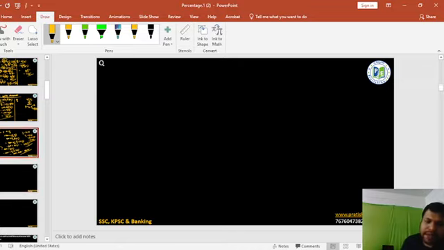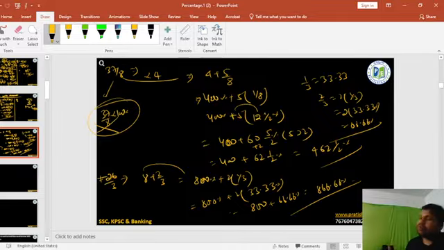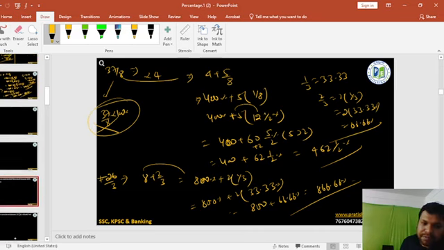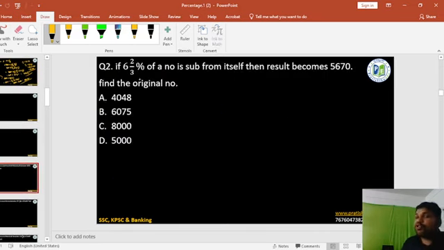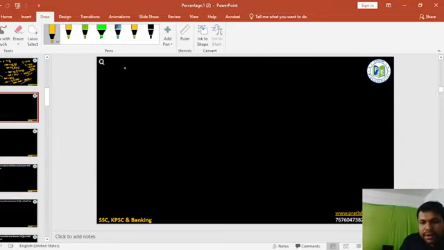Now, we have learned how to convert any number into percentage. Now, if I give you the opposite, how to convert a percentage into a number, that is your second type. After that, we'll go for this type of question: if 6 and 2 by 3% of a number is added to itself, the result becomes 5670. Find the original number. Basic question. Okay, now it's a percentage into a number.